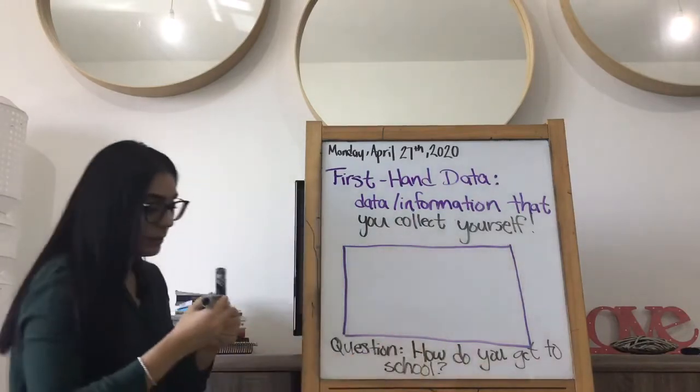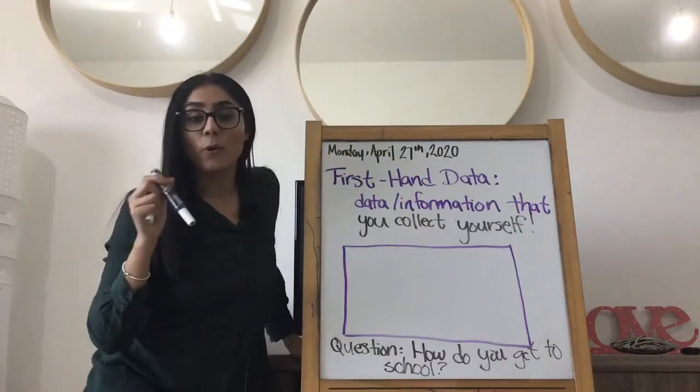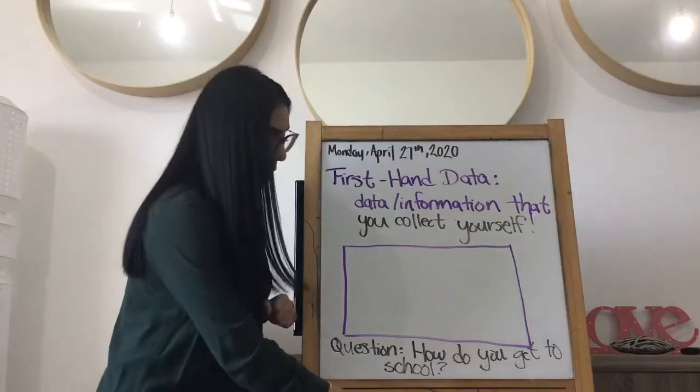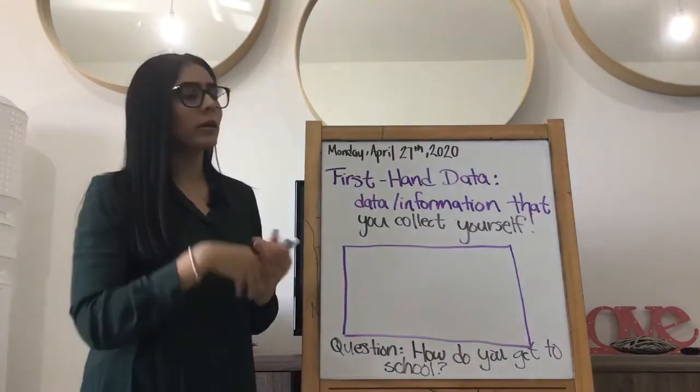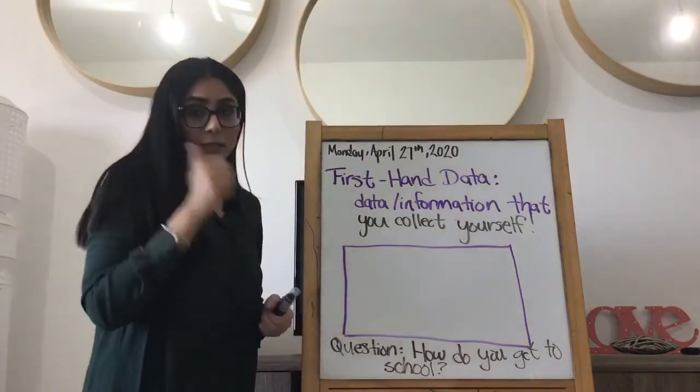And I'm doing an example that obviously you can't do on purpose. Later on, when you have to do your own survey question, it's different from mine, okay? So this is my question. I wanted to find out, I was curious, right? I got curious one day. I wanted to find out how you got to school every day. That's my question, that's step one.